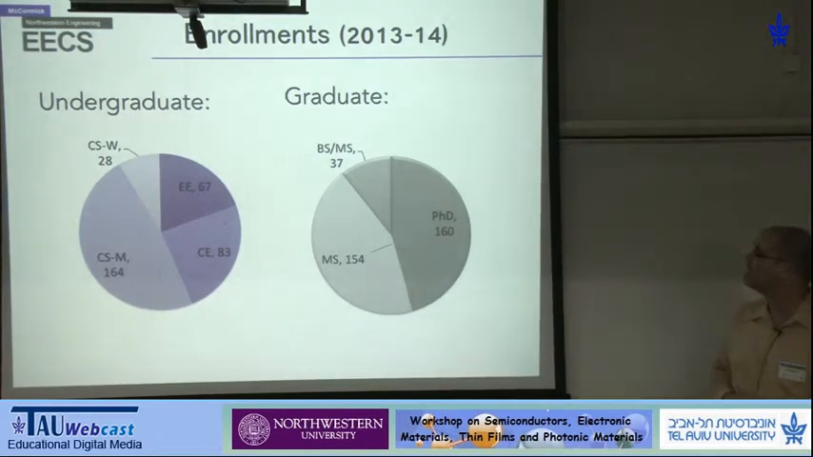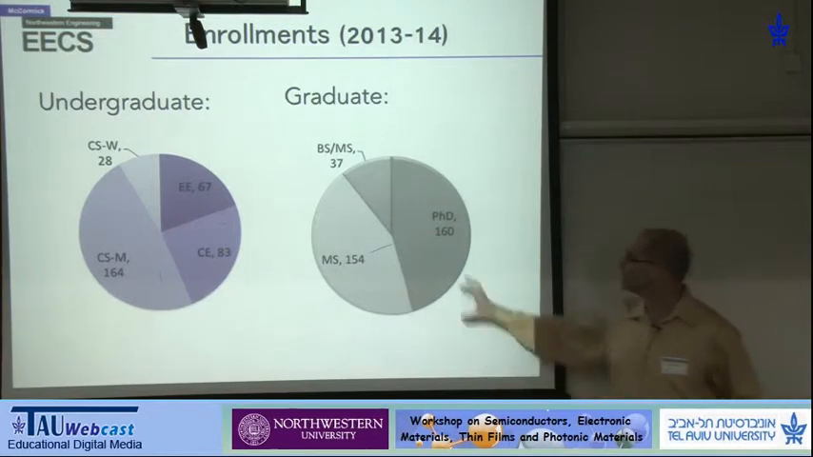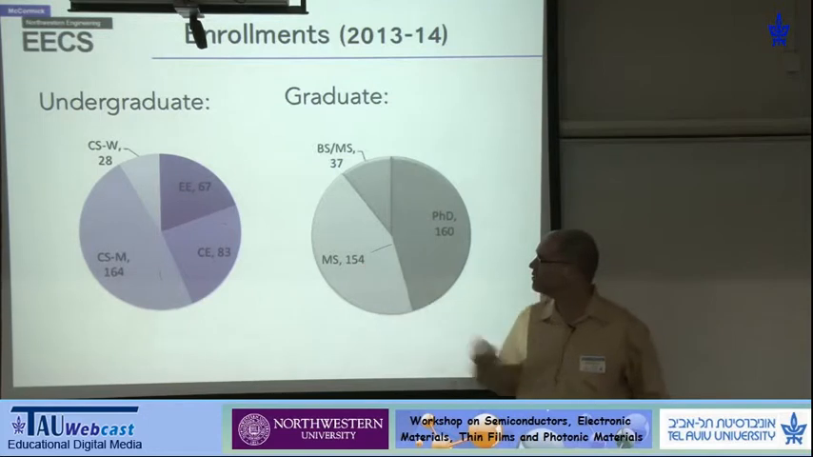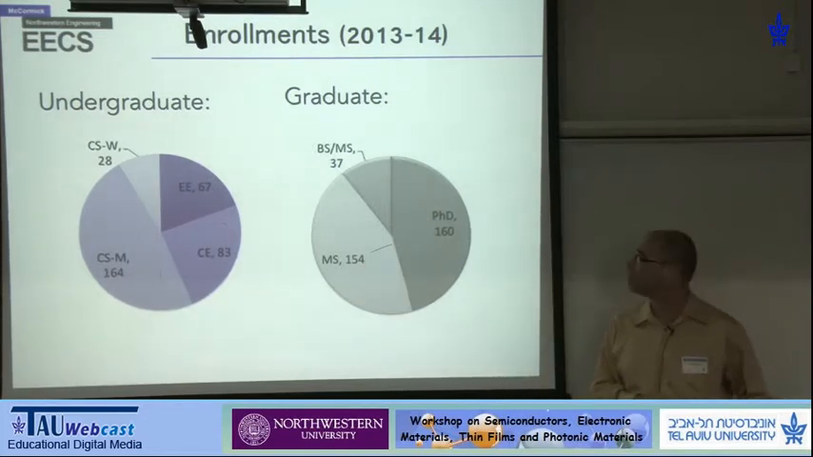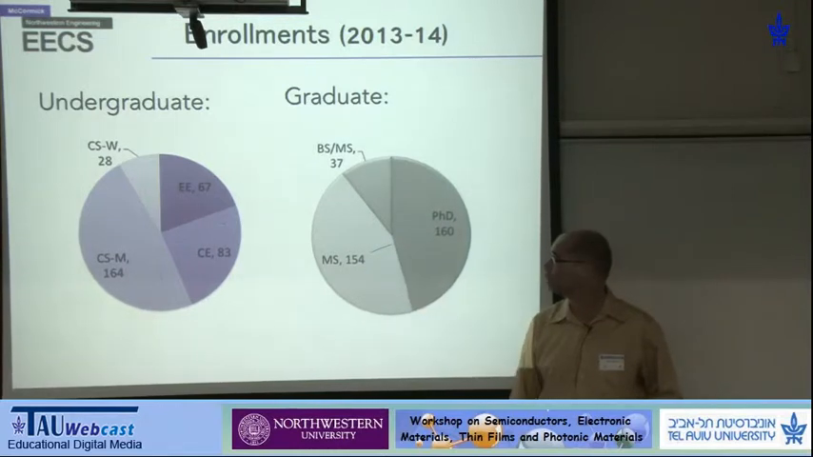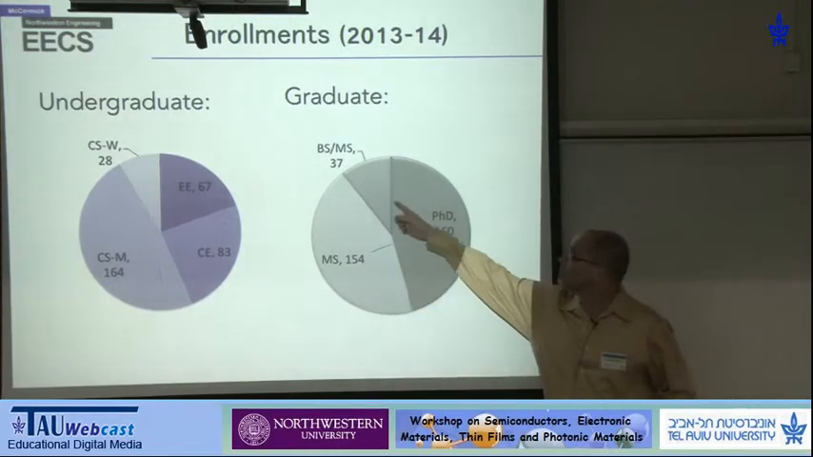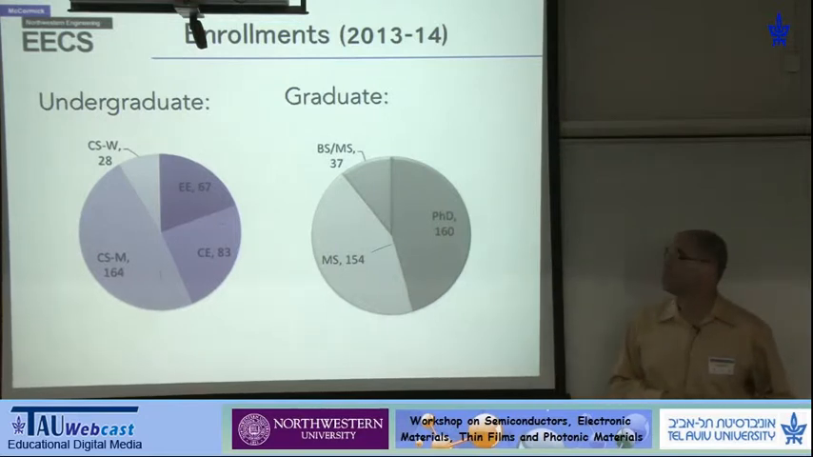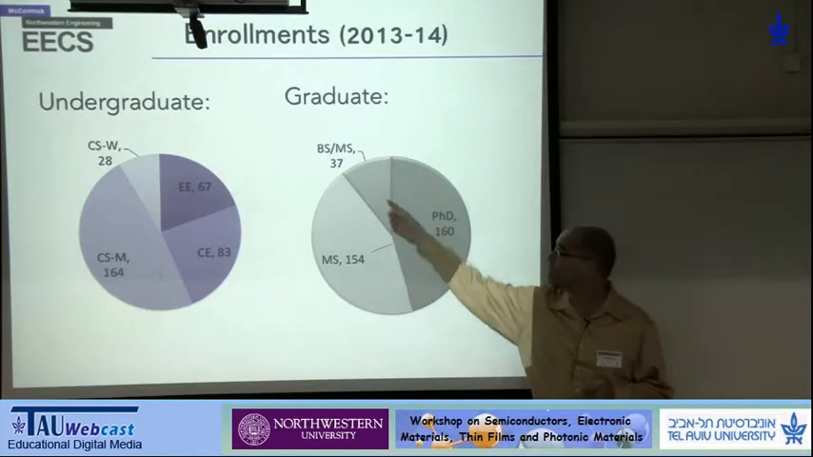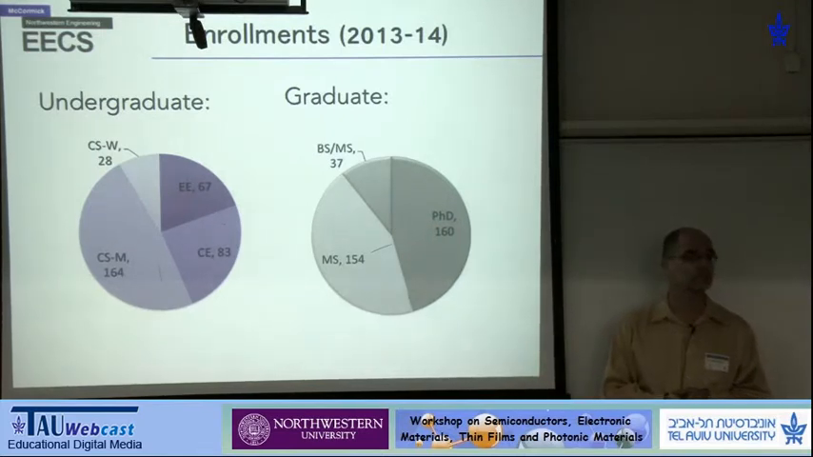Over here is our graduate student population. I didn't have this data broken down by major, but across the whole department, there were 160 PhD students and 154 master's students. Many of these are terminal master's students, so they get a master's degree and they go to work or go somewhere else. We also have a joint BS-MS option, so our undergrads, while they're getting their bachelor's degree, can go straight through and graduate in 5 years with both a bachelor's and a master's. About 37 students are doing that. Feel free to stop me if you have questions.